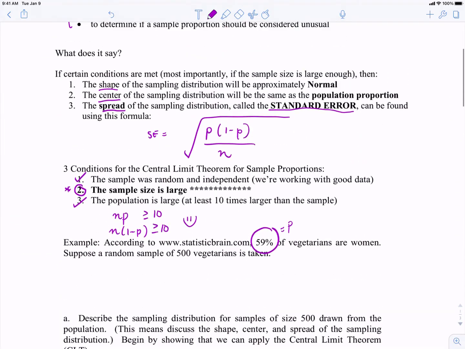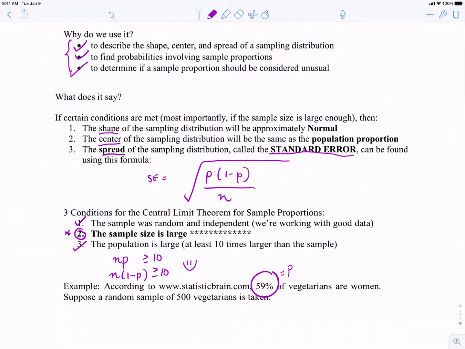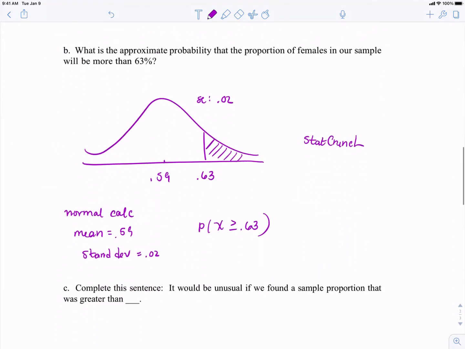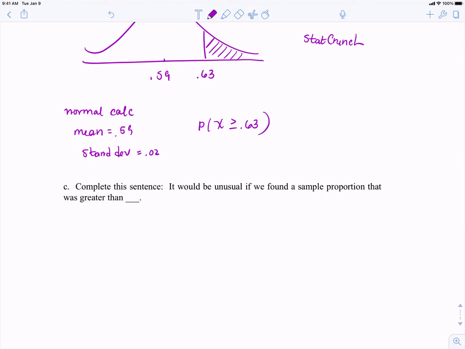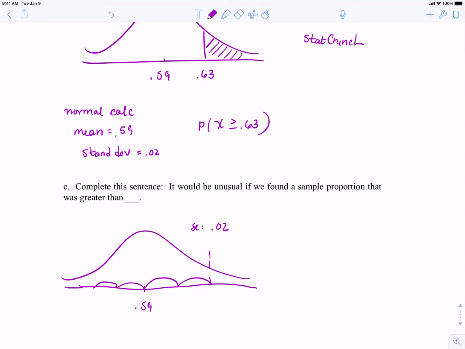The third way you can use the central limit theorem is to determine if a sample proportion should be considered unusual. So this last question, complete this sentence. It would be unusual if we found a sample proportion that was greater than blank. Again, we'll use our picture. So we have a normal distribution centered at 0.59, and we know the spread, the standard error, is equal to 0.02. Remember that if you go out 2 standard deviations from your mean in either direction, these values here would be considered unusually high, and the values to the left would be considered unusually low.